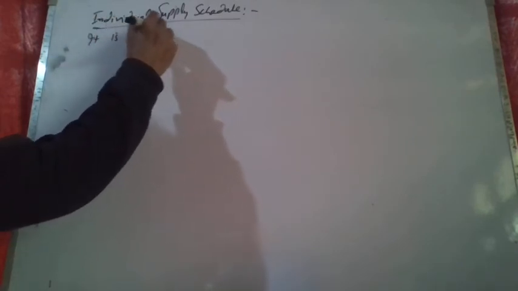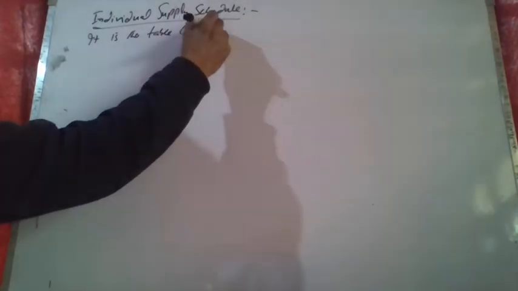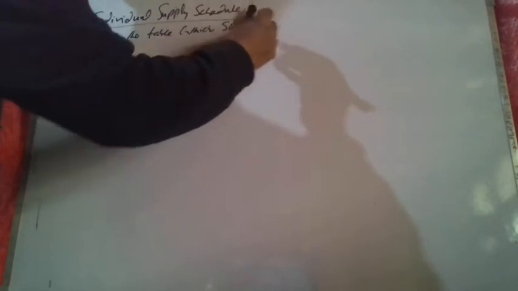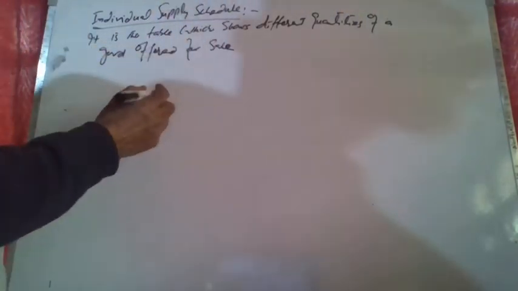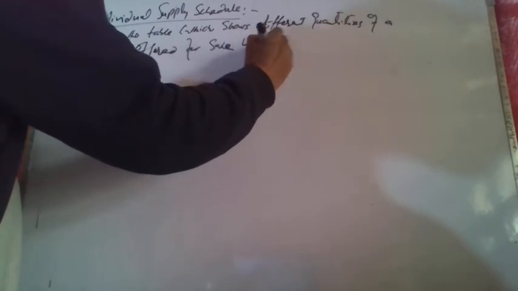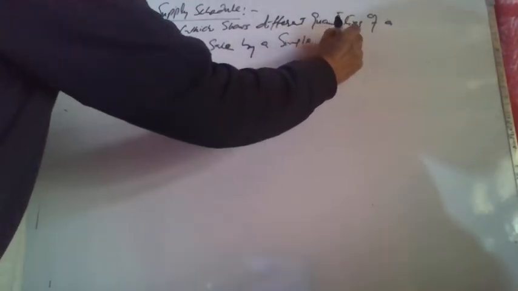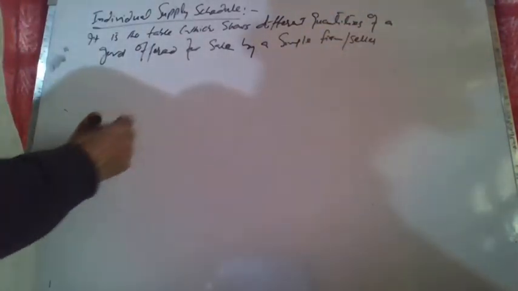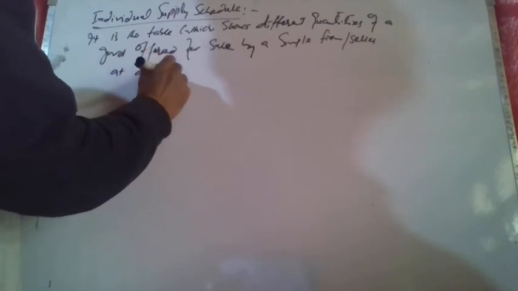Individual supply schedule is a table which shows different quantities of a good offered for sale by a single firm or seller or producer at different prices.